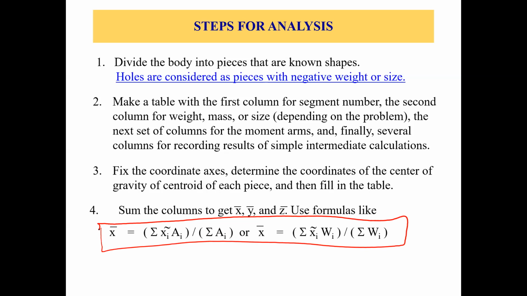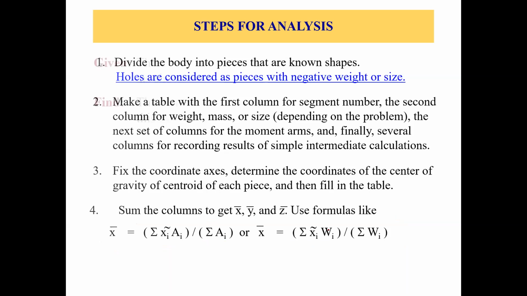X bar equals summation of xi bar times Ai divided by summation of Ai, if we are talking about the centroid of the area. If we are talking about the center of gravity, then we can use this equation: x bar equals summation of xi bar times Wi divided by summation of Wi, which is the resultant weight of all the components or all the parts. So these are the steps which we can use to analyze such problems.